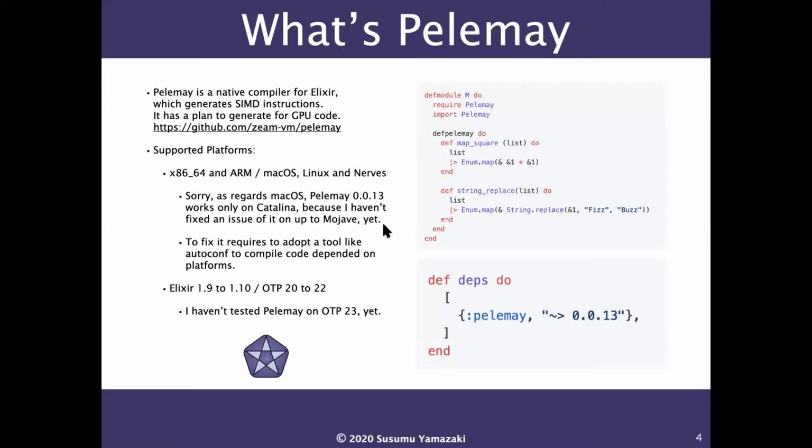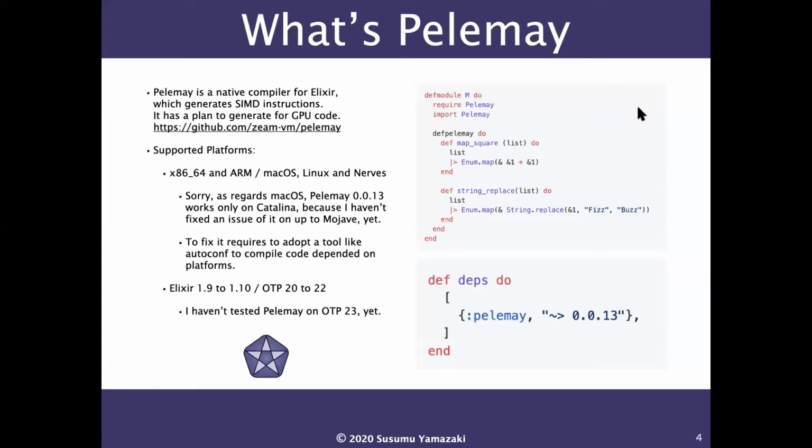The Elixir and OTP versions are: Elixir is 1.9 to 1.10, and OTP is 20 to 22. I haven't tested Pelemay on OTP 23 yet.